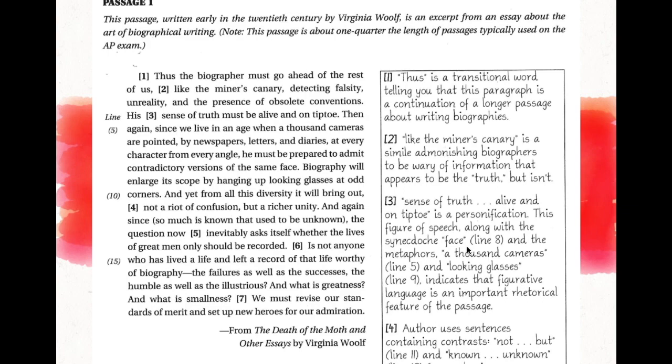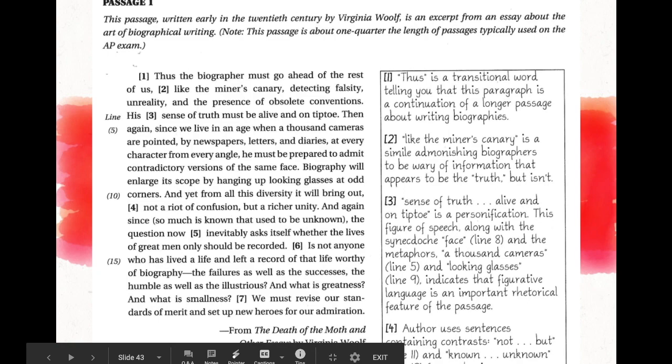Then again, since we live in an age when 1,000 cameras are pointed by newspapers, letters, and diaries at every character from every angle, he must be prepared to admit contradictory versions of the same face. Biography will enlarge its scope by hanging up looking glasses at odd corners, and yet from all this diversity it will bring out not a riot of confusion, but a richer ultimatum. Here the author's using sentences containing contrasts, not, but, and known, unknown for emphasis. Also, in this case, known and unknown would be opposites that are used to achieve rhetorical purpose.